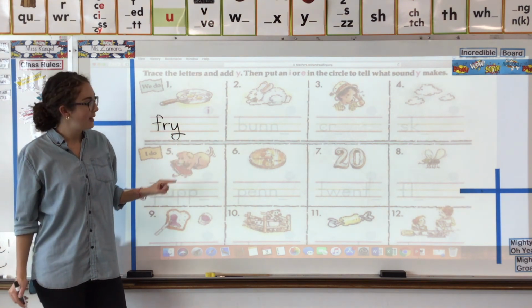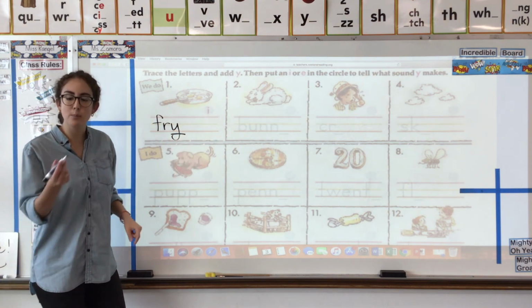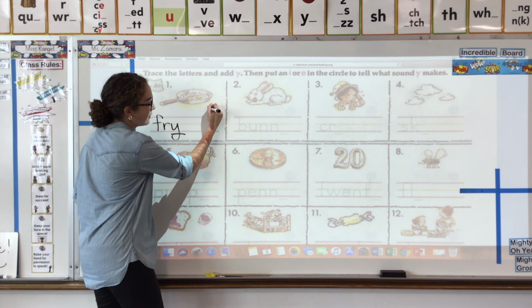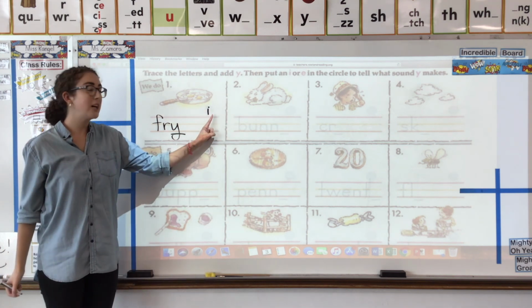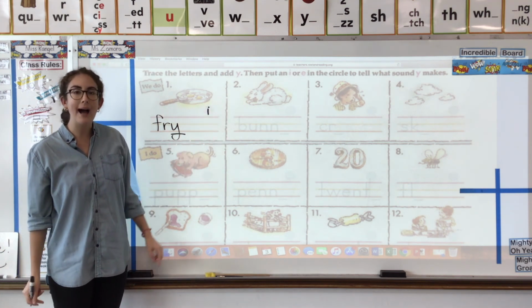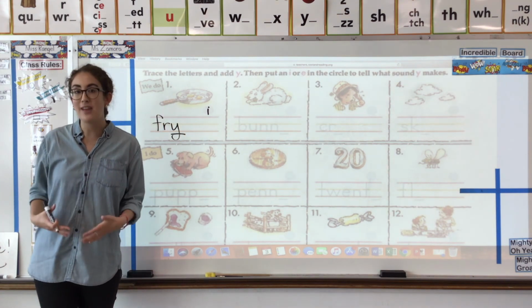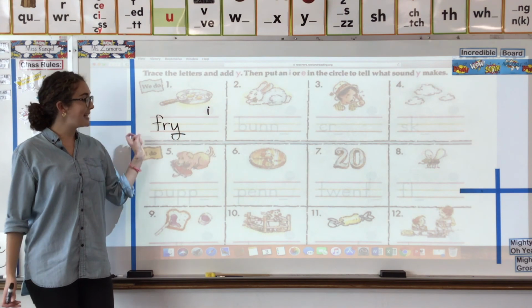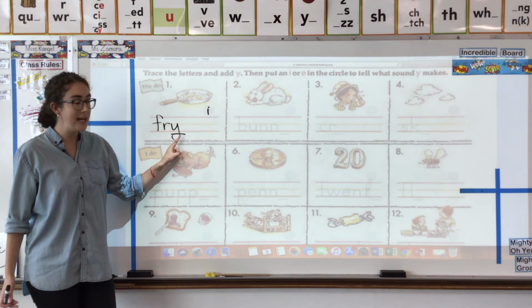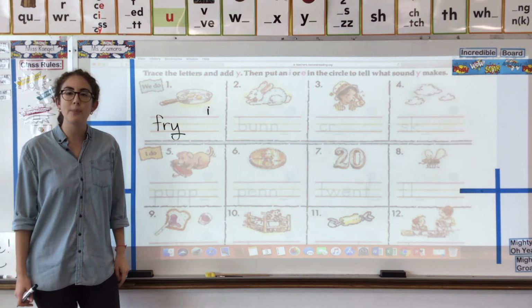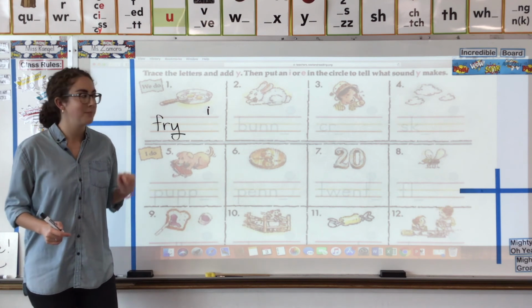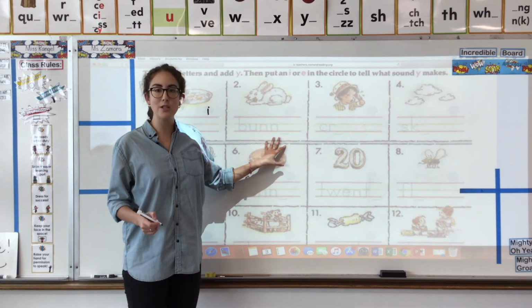Fry. And like we have up here in this little blue bubble, they already have it written for us, but we're going to put the sound that the Y is making based off our decoding detective knowledge that we know. So here the Y is saying I in fry, so we put a little clue up there so we know the sound.